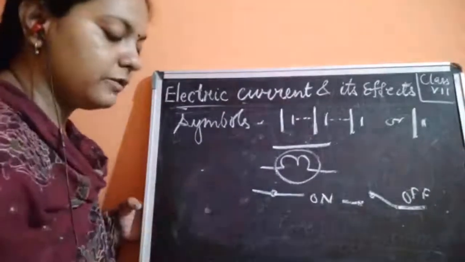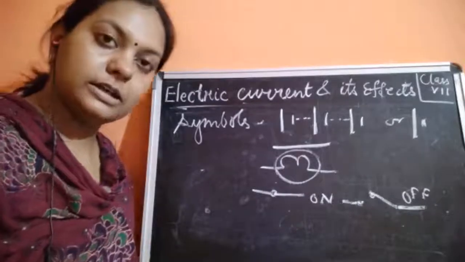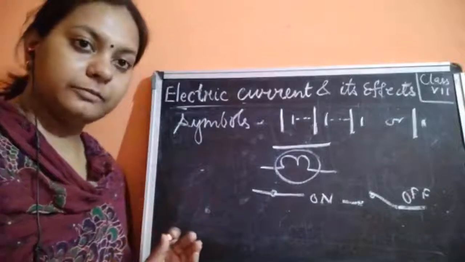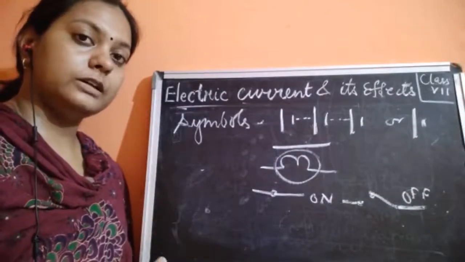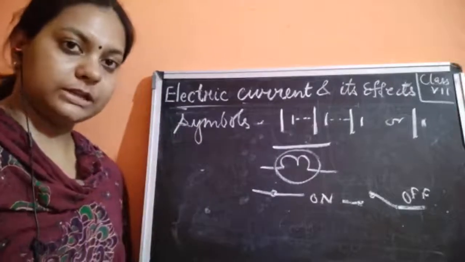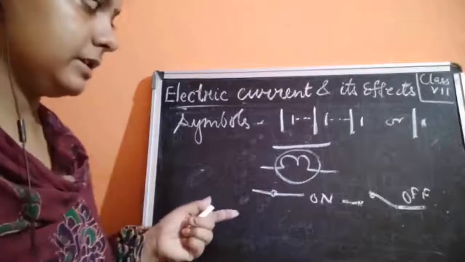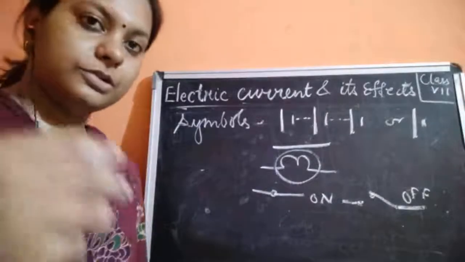So children, that's all for today's video. We have seen how to draw a circuit using a long method with the help of the diagrams of the components of a circuit. Then we have also studied the symbols, how to draw the symbols and how to use them in a circuit. So this is all about today's video, children.